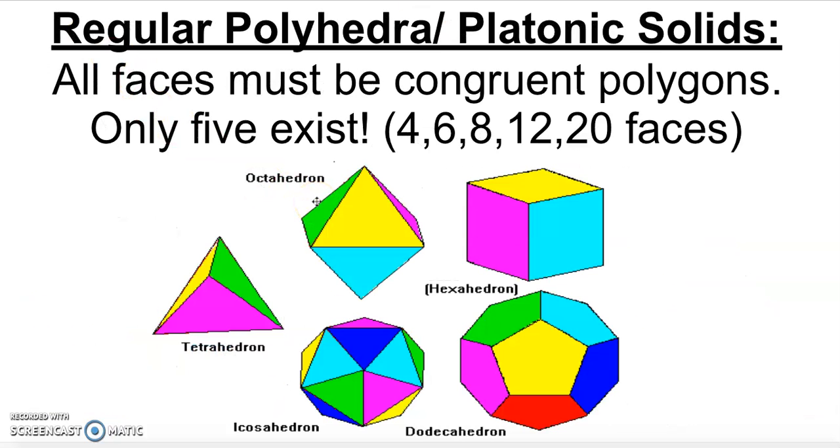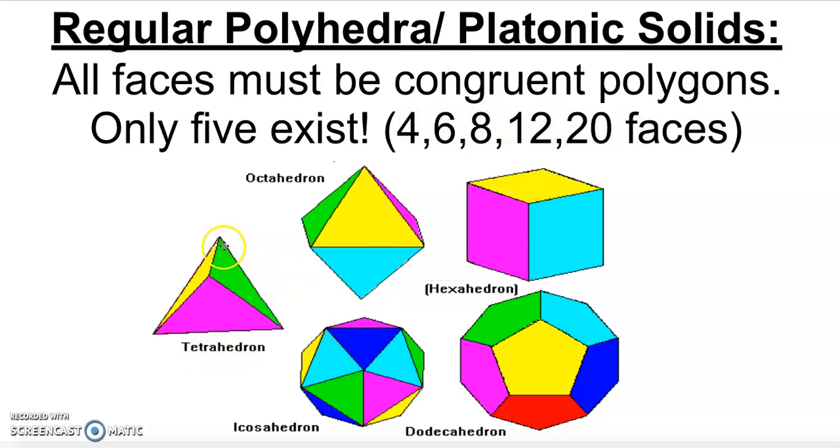So we have 5 very, very special solids. They're called platonic solids. I think you've heard of people having platonic relationships. Those are really benevolent relationships. We have 5 almost perfect solids, but we call them platonic solids. And there's only 5 of them. They have either 4, 6, 8, 12, or 20 faces.